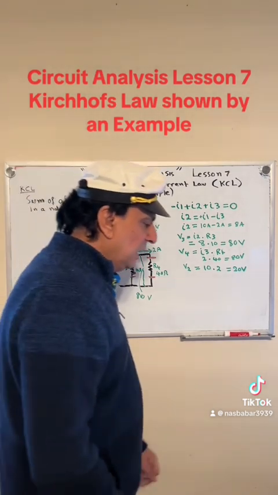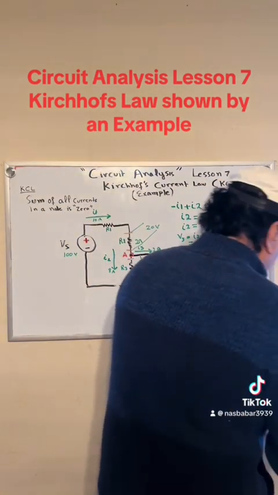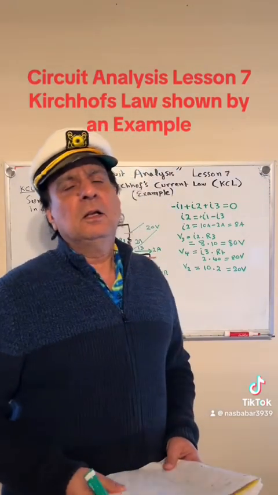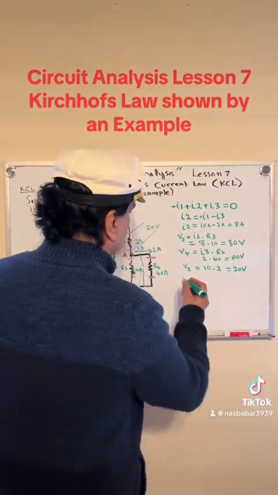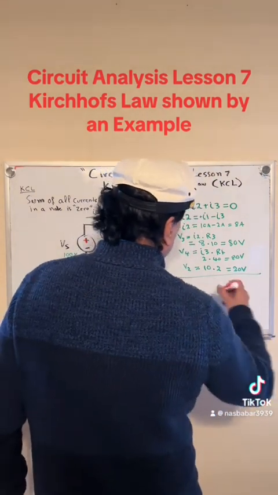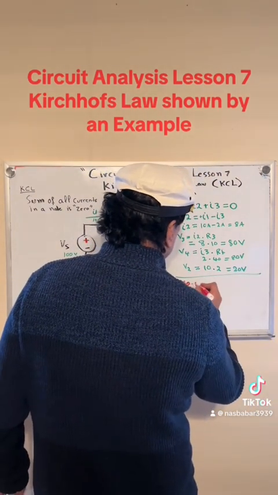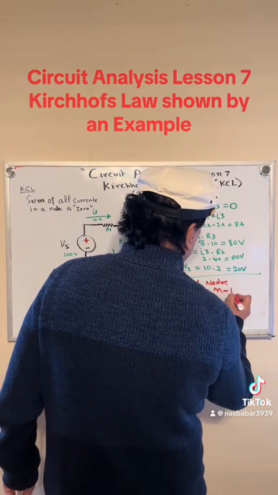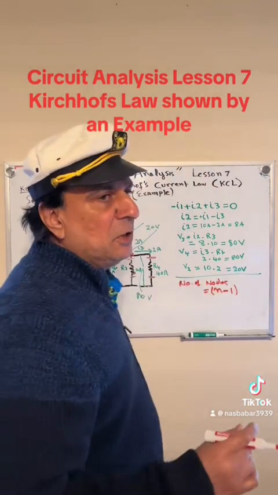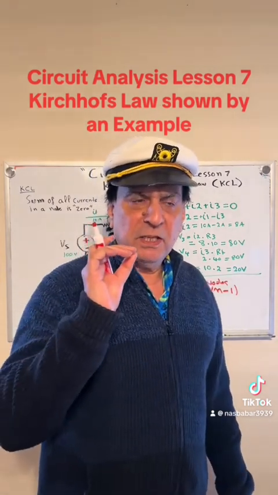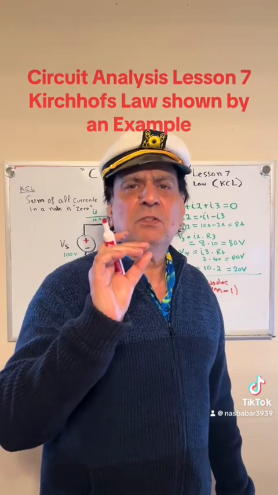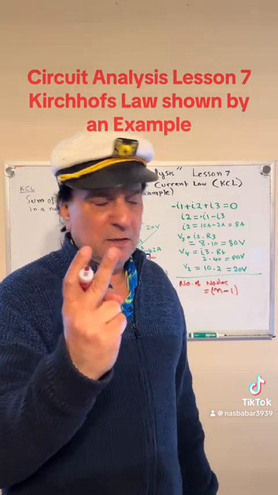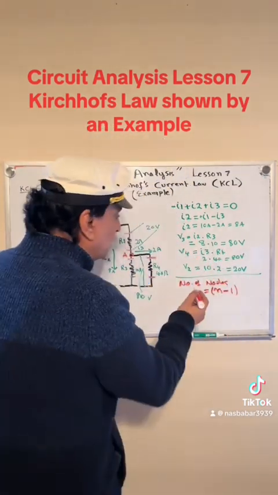That proves that the voltage source, which is 100 volt, matches the voltage drop across the two resistors. So this was an example I wanted to share with you. Also, there is something to remember: in Kirchhoff's law, the number of KCL equations you can have is equal to n minus 1. Let's say you have 3 nodes, then you can have only 2 KCL equations. If you have 2 nodes, then you can have only 1 KCL equation. That's what this is trying to say.